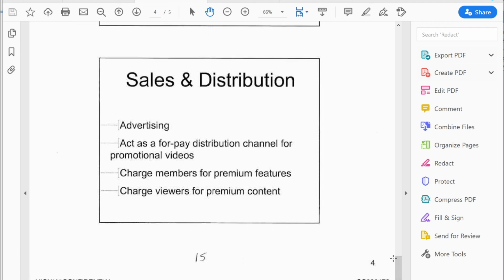How are they going to go about sales and distribution? They're going to take on advertising. They're going to do four paid distribution channels for promotional videos. And that, YouTube Red and Premium, I think they're still a thing, but obviously not for premium features, and charge viewers for premium content. So they're still following through with some of these business models, but one of the biggest models obviously is still advertising, right? That's from day one, and that's still apparent.